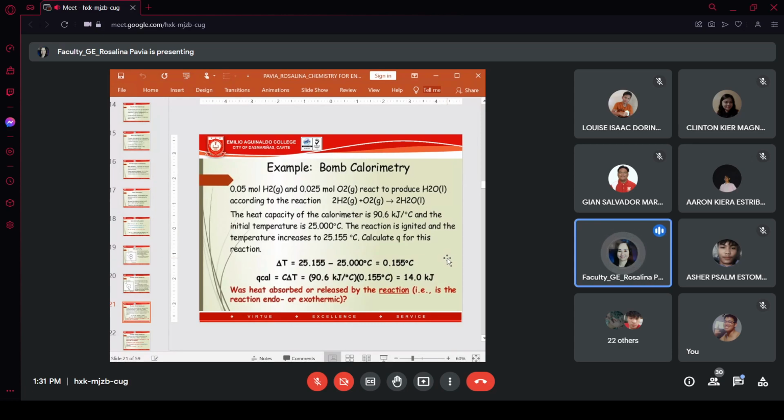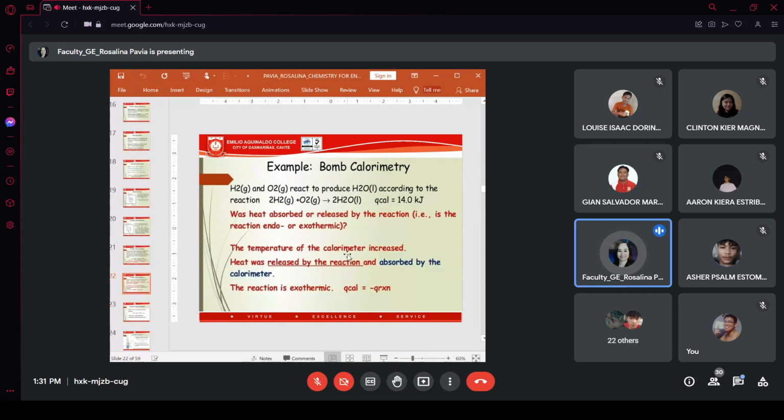So meaning to say, when the reaction is heated, the reaction released heat to the calorimeter. Nag-absorb si calorimeter ng heat, so positive siya. 14 kilojoule. Okay? Kasi tignan nyo yung temperature, oh. Tumaas siya from 25. Although very minimal yung temperature rise, 0.155 lang. So meaning to say, the temperature of the calorimeter is increased. Heat was released by the reaction and absorbed by the calorimeter. So the reaction is exothermic. Kasi si reaction nag-release ng heat na absorb ni calorimeter. Kaya Q calorimeter is equal to the negative heat of reaction.